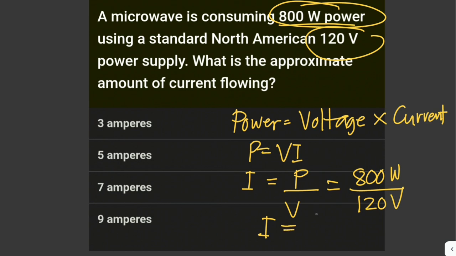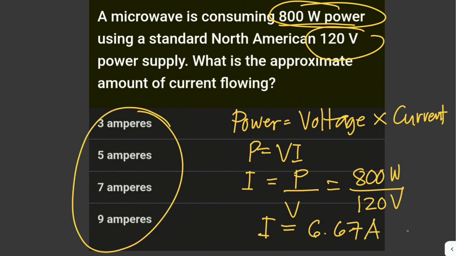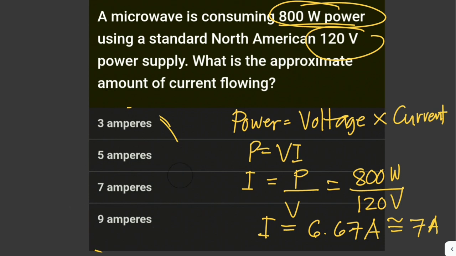So 800 divided by 120 is 6.67 amperes, which we don't have here in our choices, so we can just round this off to 7 amperes. The answer is 7 amperes. This one.